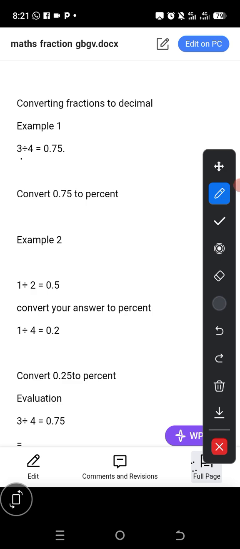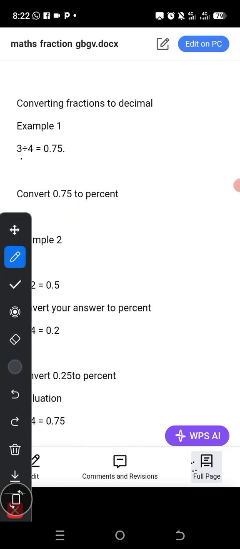Our topic today is converting fraction to decimal and also from decimal to percentage, and this class is applicable for grade 2 to grade 6, that is from year 5 to year 10. So converting fractions to decimal is the first one we're doing. Then after that, we'll convert from decimal to percentage.